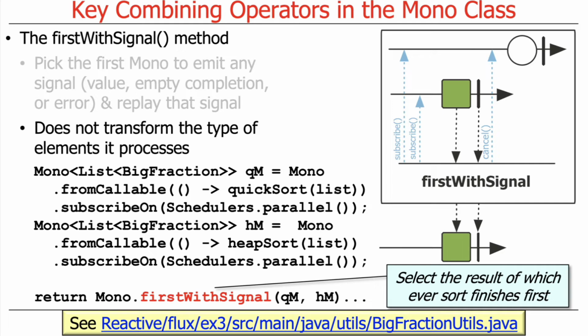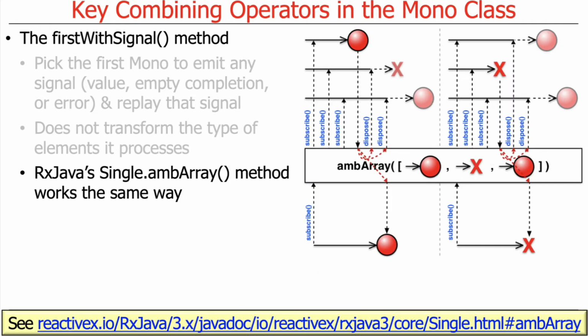This is going to take 2 lists, and it's going to quick sort one list in a background thread out of a parallel thread pool. It's going to heap sort the same list in a background thread out of a thread pool, and we're going to get back monos to lists of these big fractions. So we're basically doing quick sort and heap sort at the same time. And then we're going to use firstWithSignal, which will say whichever one of those sorts finishes first, take its result, cancel the other one. We're done. So again, this is going to look very familiar to you based on our completable futures discussion, but it's basically selecting the result of whichever sort finishes first.